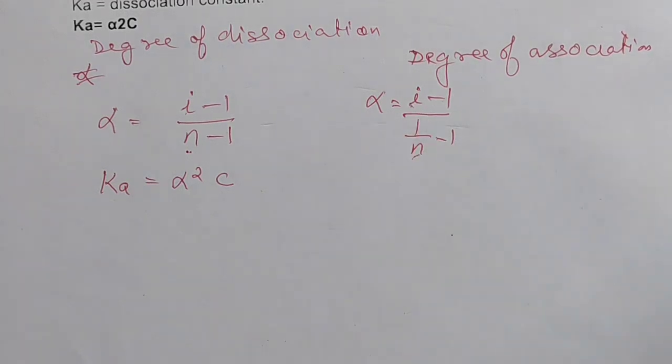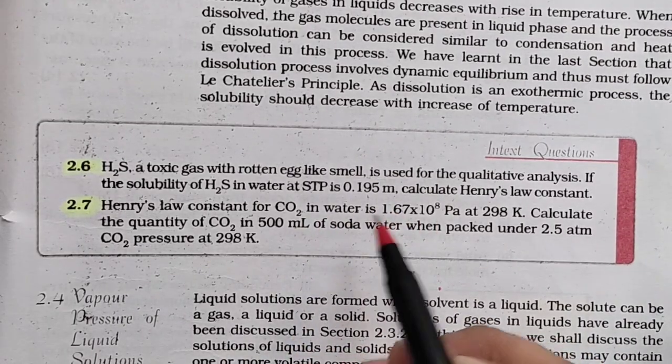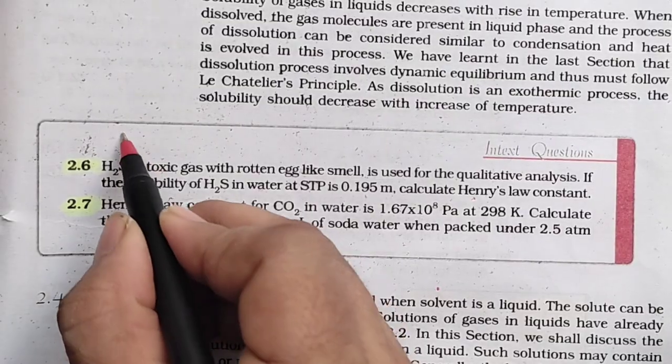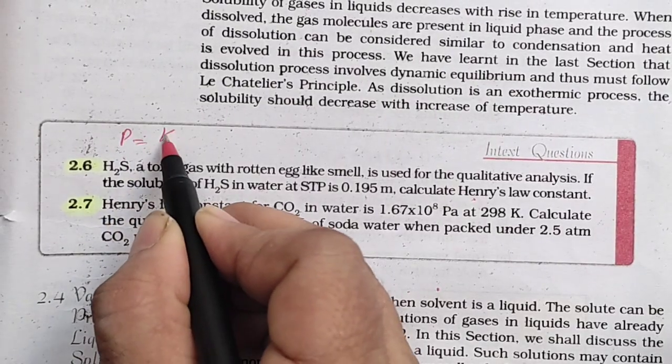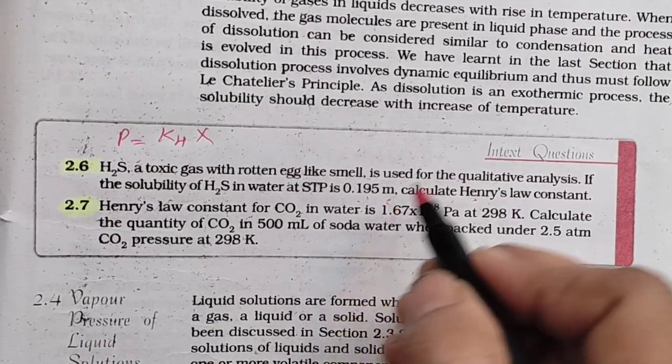Now some important questions I'll be discussing from your NCERT, where usually children go wrong. KH is to be calculated. This is a Henry's law question, children. So you'll have the formula P is equal to KH into chi. They are saying this much molal. So you'll open this up first.